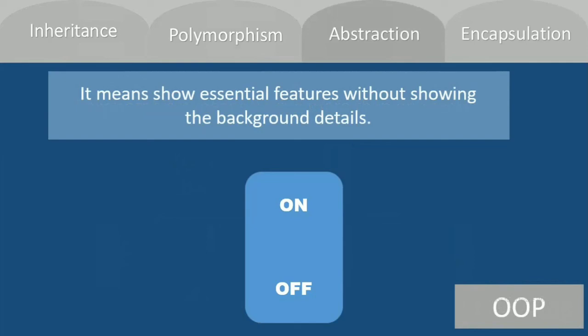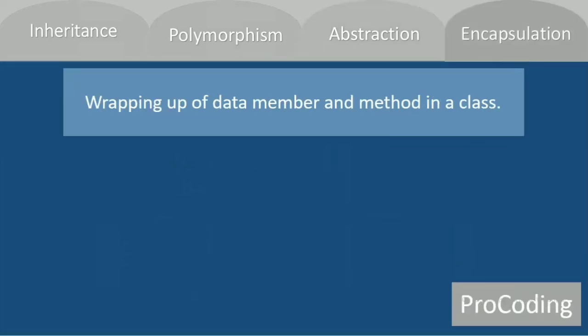The last one is encapsulation. It is the wrapping up of data member and method in a class. For example, in a capsule, a number of ingredients are wrapped. Here, the capsule represents the class in which a number of ingredients that are data member and method are wrapped.